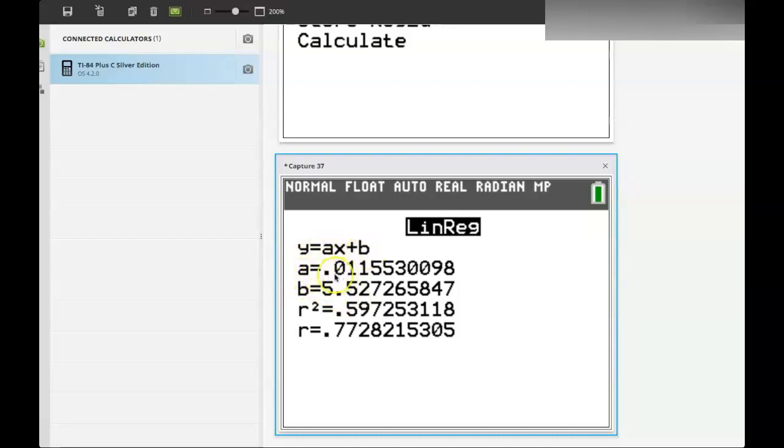So our slope is 0.01155. I want to round that to 0.0116. And here y-intercept 5.5273. So I'm rounding that one too. And here our r, or correlation coefficient, is 0.7728.